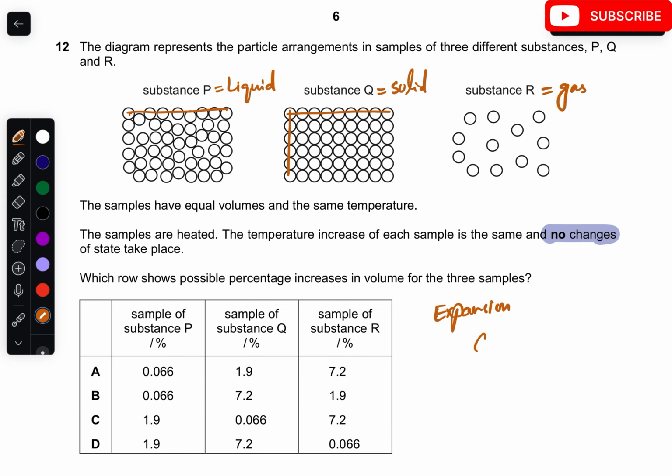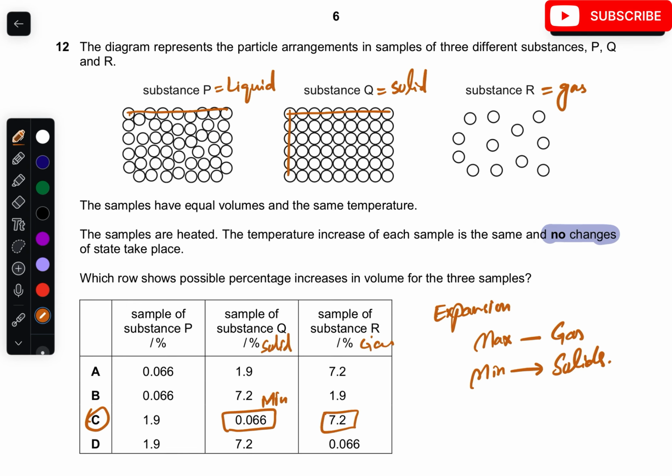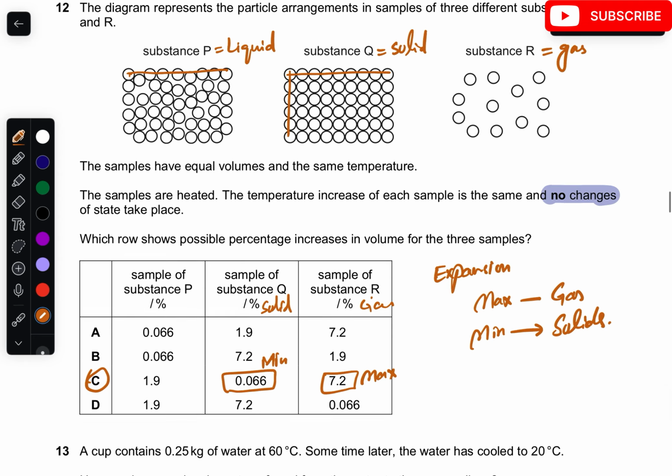Expansion is maximum in gases and minimum in solids. Okay, so from there you have to look at the table. So it's option C that is making sense. Because P is the solid, sorry, Q is the solid, so Q will have the minimum, and R is the gas, so this is solid, this is gas, so gas should have maximum. Okay, so it's option C.